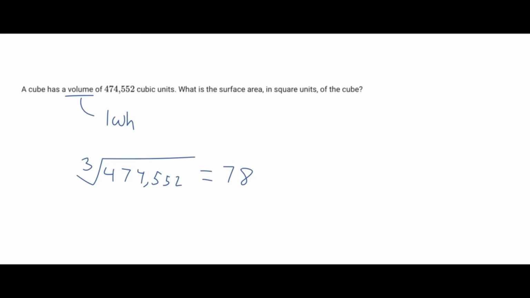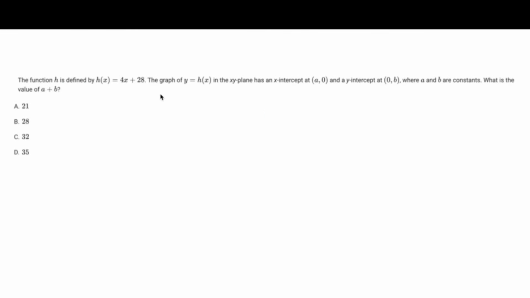And now we want to calculate the surface area. So for the surface area, we can just find the area of each side and then multiply by the number of sides. So we have 78 times 78. That will give us the area of one side. And we know there are 6 faces to a cube. And so we can just multiply this by 6, giving us a final value of 336,504.